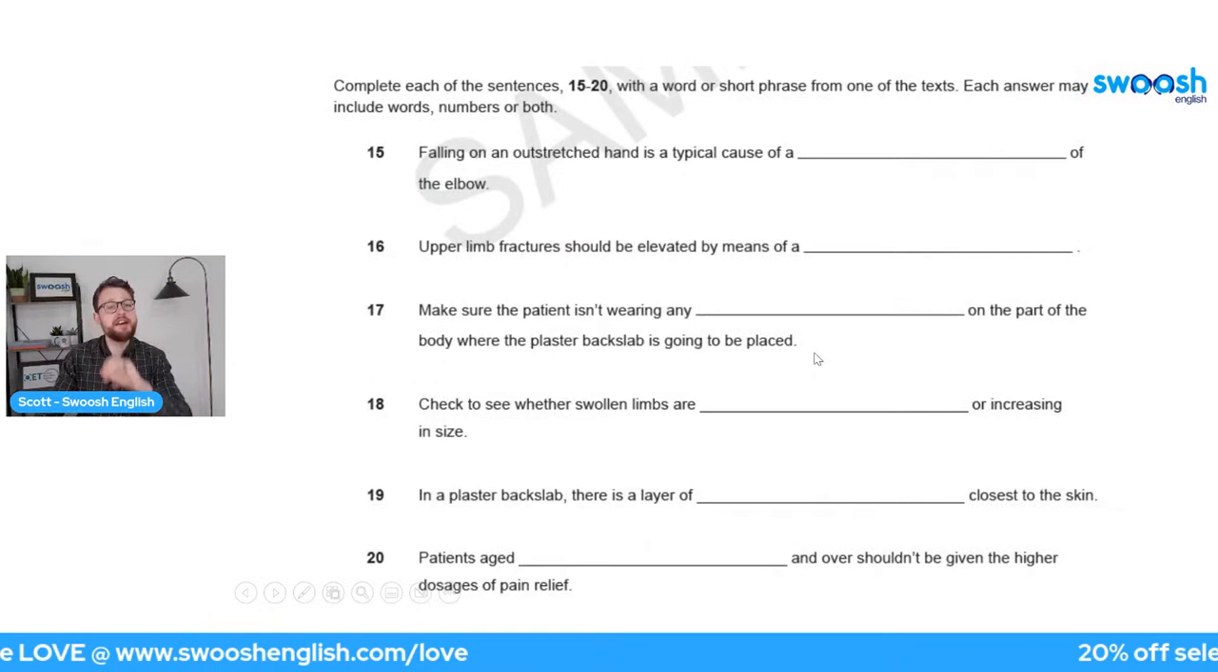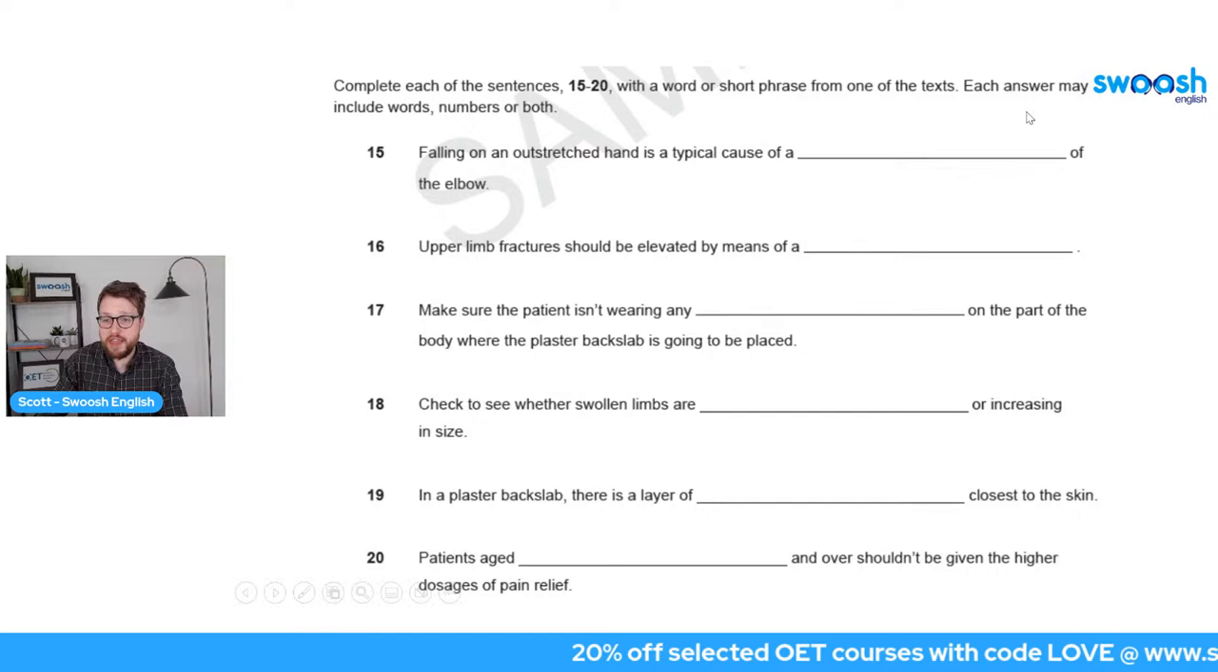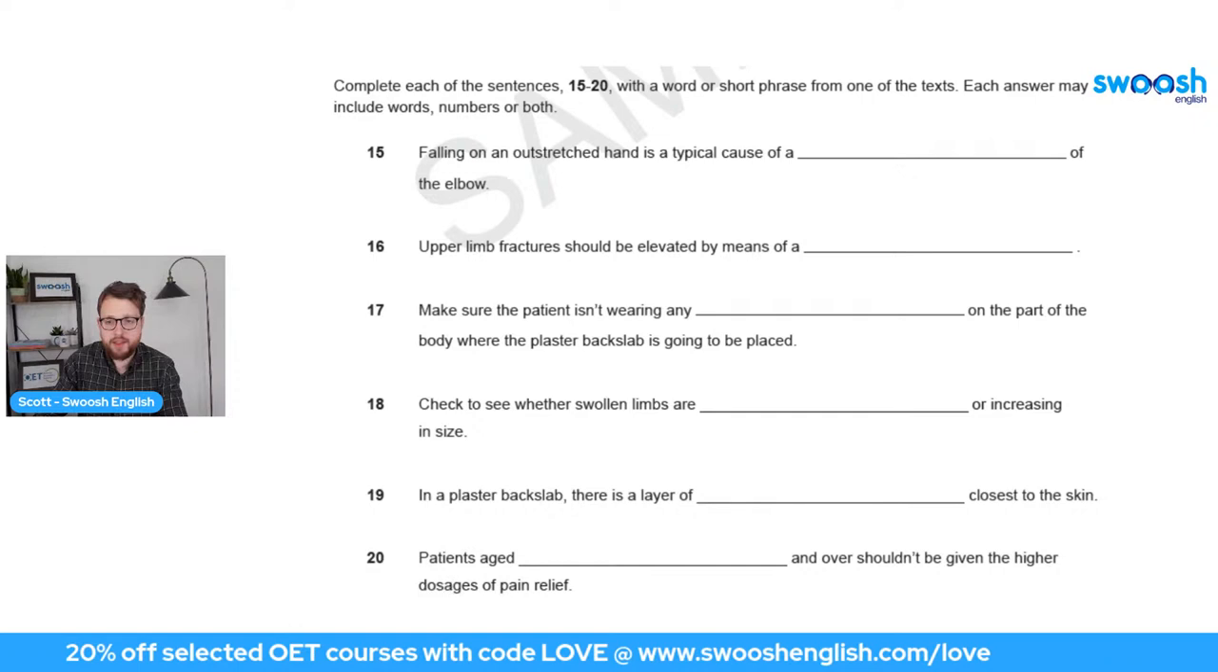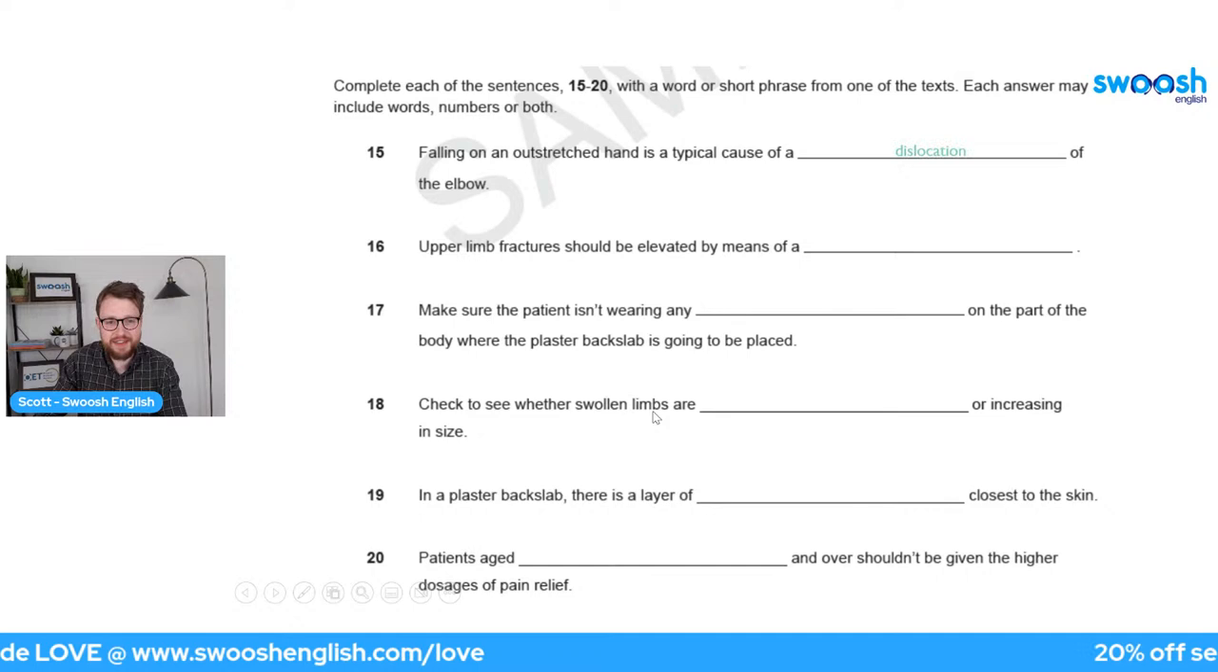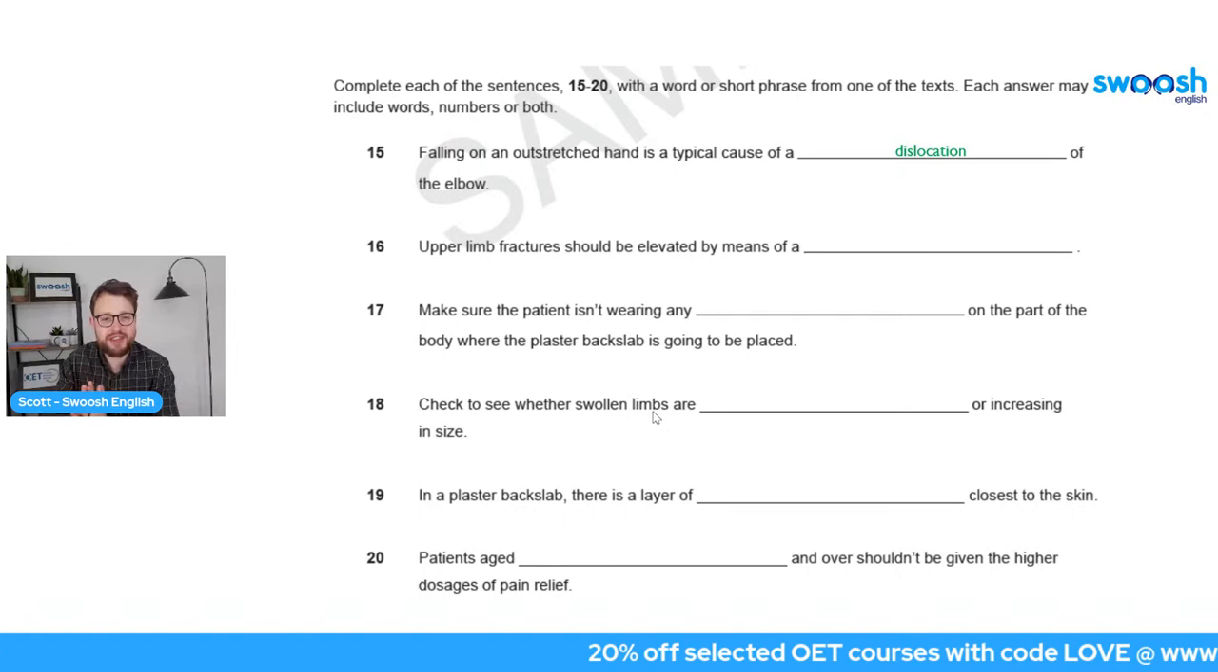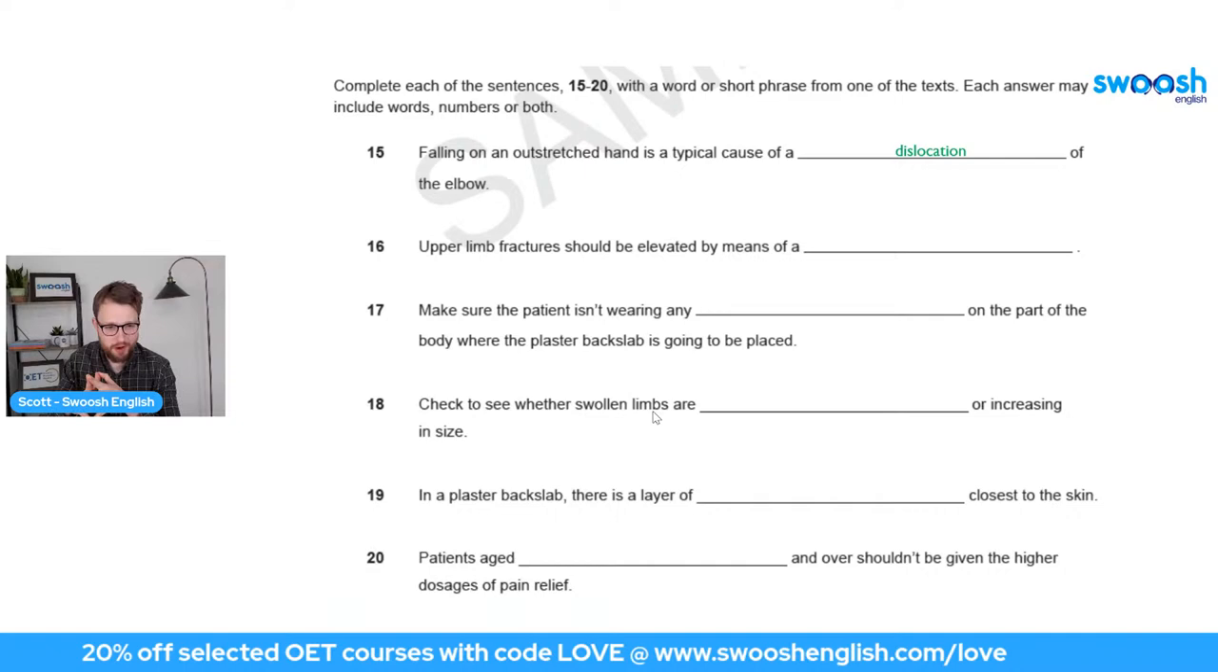Number 15, falling on an outstretched hand is a typical cause of a blank of the elbow. Typically a cause of a blank of the elbow. I love making that sound, by the way. That's my blank sound. So guys, some of you have written dislocation. Let's see if you are correct. Fantastic for those that wrote dislocation. Amazing. A dislocation of the elbow. It was a noun related to the phrase. Good work. Number 16, upper limb fracture should be elevated by a means of a what?